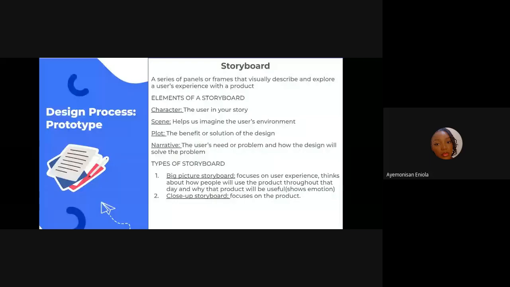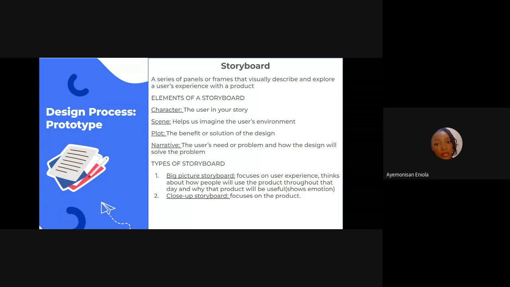Then we have a storyboard. So you've already designed your user flow. Next thing you have is a storyboard. So a storyboard is a series of panels or frames that visually describe and explore a user experience with a product. What are the elements of a storyboard? We have the character, the scene, the plot, and the narrative. So what are the characters? Characters are the user in your story. What is the scene? Helps us to imagine the user's environment. The plot, the benefit or solution of the design. The narrative, the user's need or problem and how the design will solve the problem.